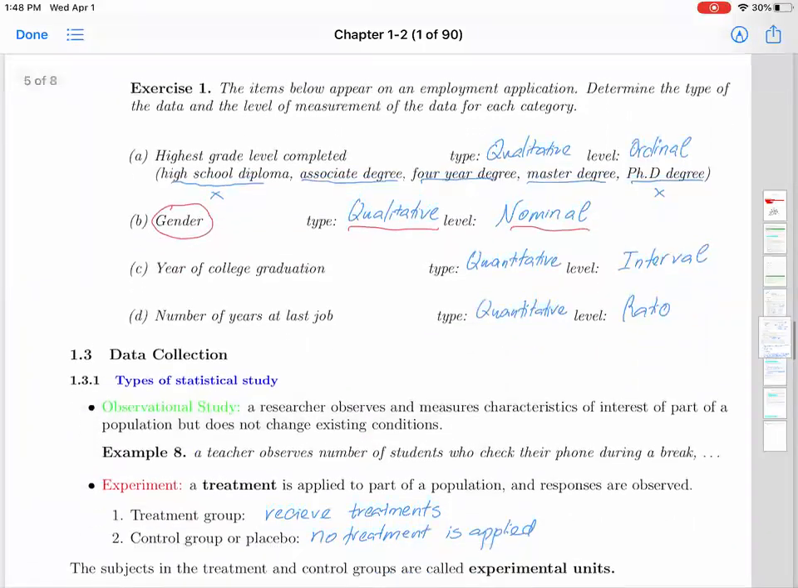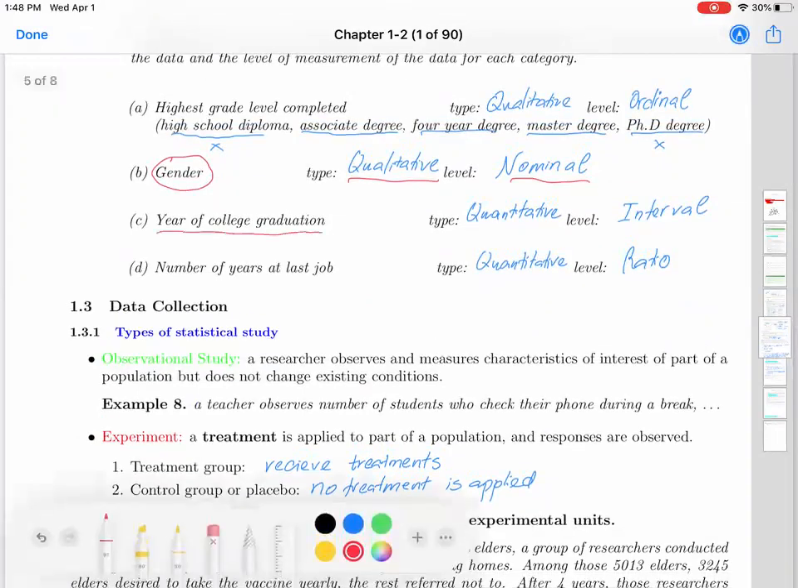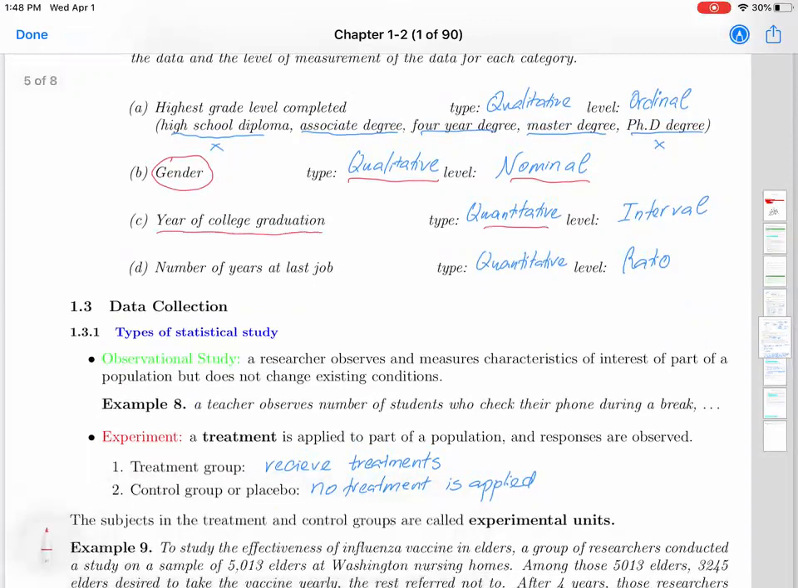Okay. And then year of college graduation. When you're collecting year, keep in mind that it's quantitative and also interval. And then the number of years at your last job. You know that is quantitative because it's collecting numerical responses, and the level of measurement should be ratio, because for the number of years at the last job, 0 means empty. That means you don't have any job up to this point, right?